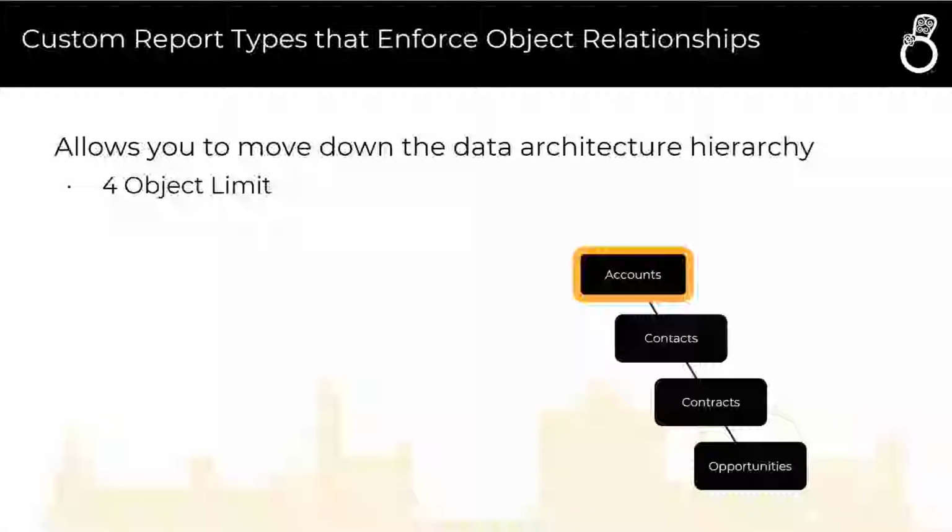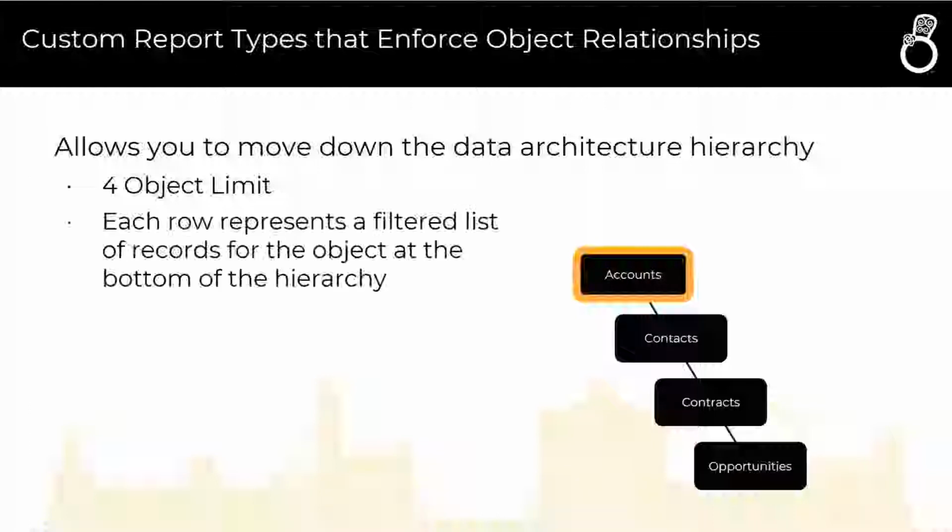So in order to figure out how all of this worked, I started looking at, well, what does Salesforce encourage you to do when you're building your custom report type? What they encourage you to do is start with a primary object, like accounts, and then they want you to relate child objects to that, working your way down your data architecture hierarchy. What that means is you can only choose objects that are children of the original object you started with. So accounts can have many contacts, contacts can have many contracts, and contracts can have many opportunities.